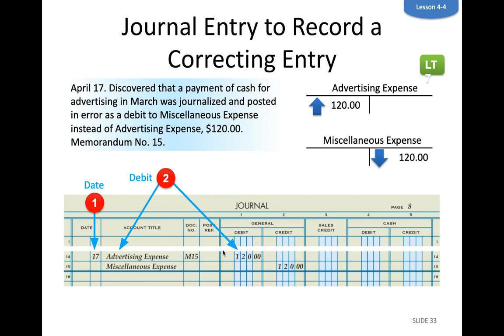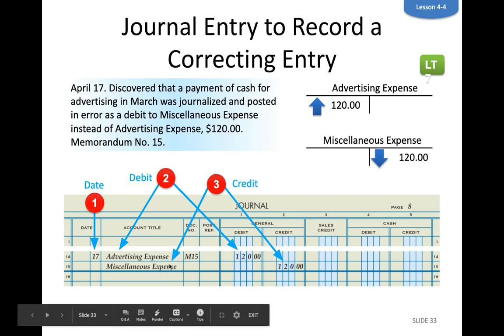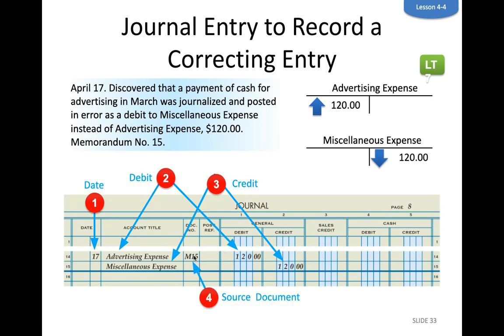Advertising expense, we're going to debit that to increase advertising expense because we need to move that money into advertising expense. Then we're going to do our credits. We need to decrease or credit miscellaneous expense there. And finally, the source document was our memo number 15 that he wrote once he realized that mistake had been made.